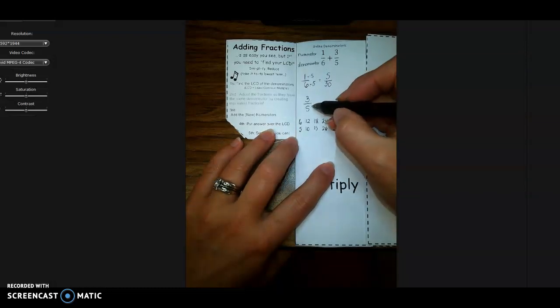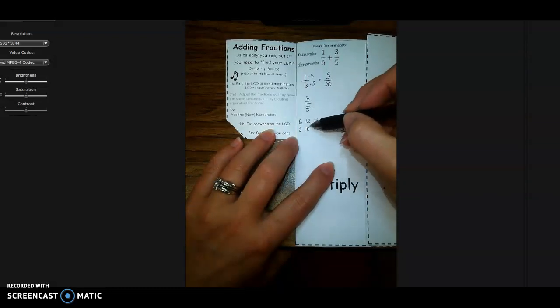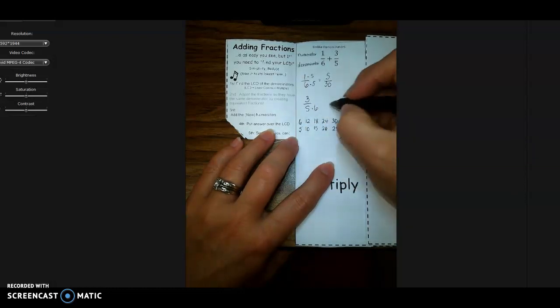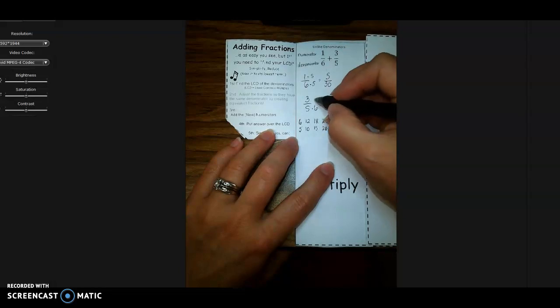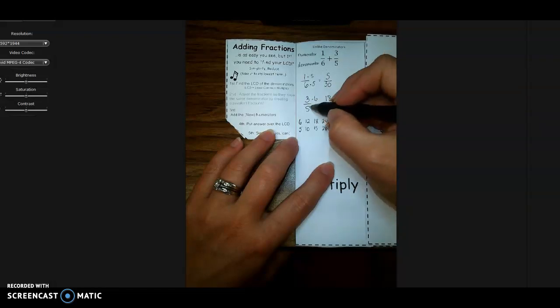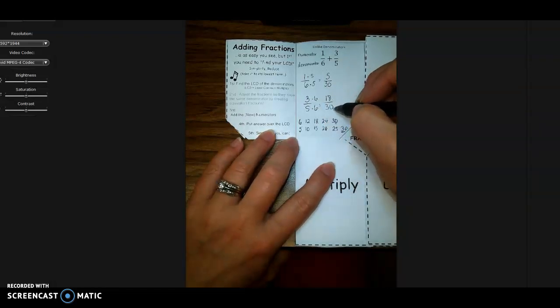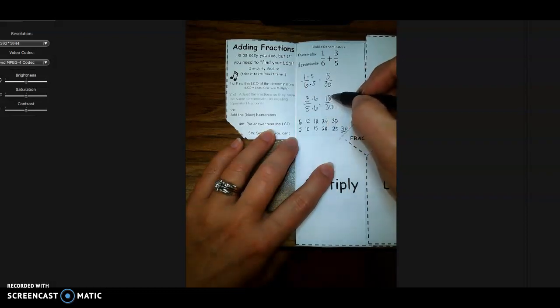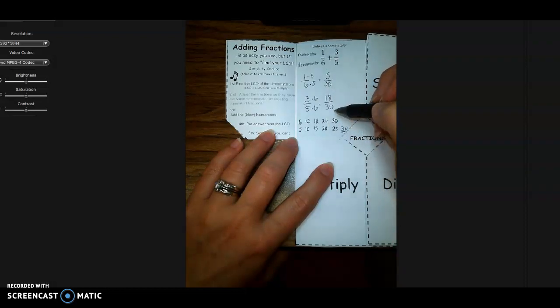When I did my 3/5, I went 1, 2, 3, 4, 5, 6. So I need to multiply my denominator by 6 to get to 30. And then I need to multiply my numerator by 6. And I get 18. So 3 out of 5 is the same as 18 out of 30. Or 3/5 is the same as 18/30. So now I have 5/30 and 18/30. They have the same denominator.